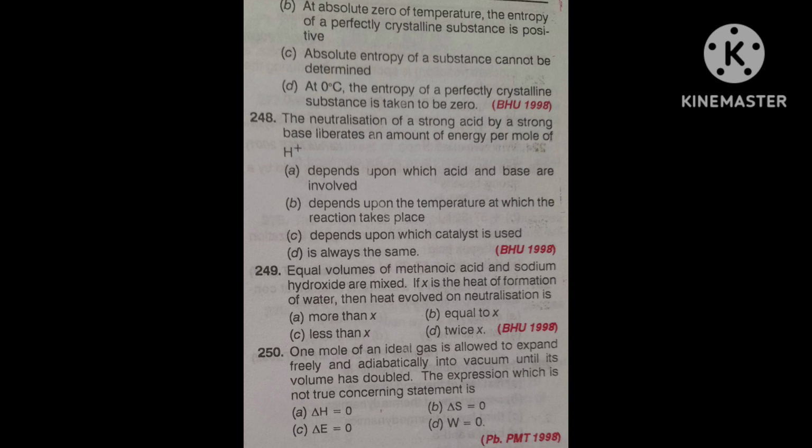Next question I am telling you. Equal volume of methanoic acid and sodium hydroxide are mixed. If X is the heat of formation of water, then heat evolved on neutralization is: first option, more than X; second, equal to X; third, less than X; fourth, twice X. This question was asked in BHU.